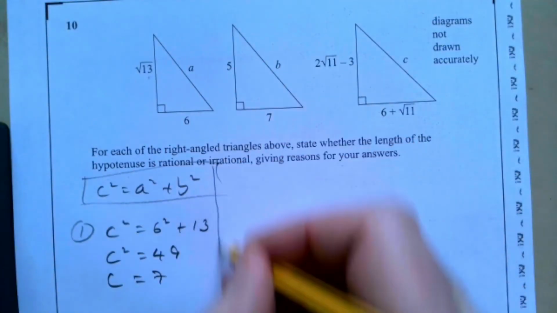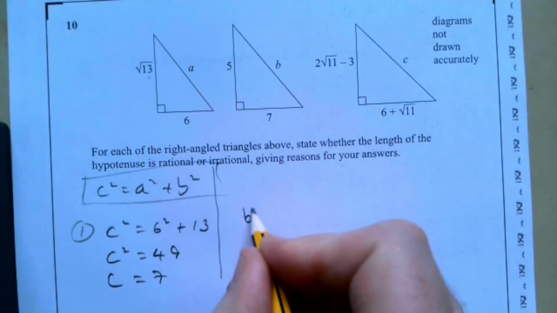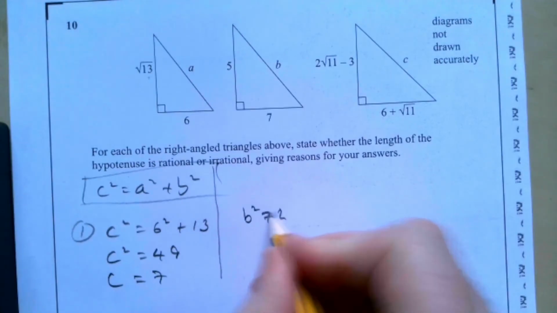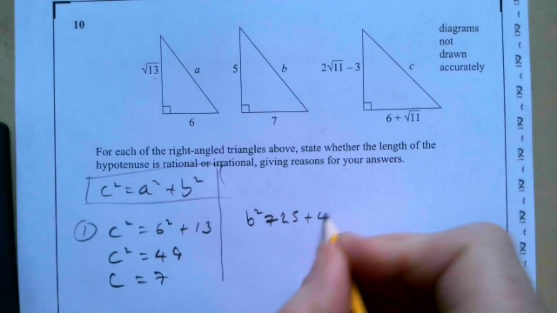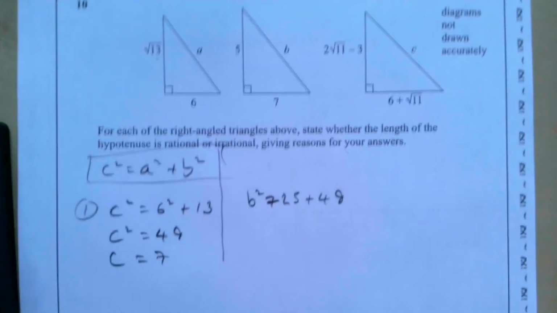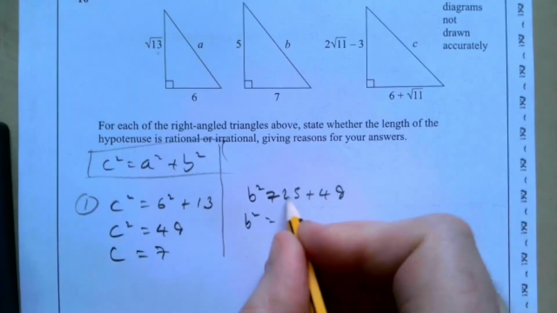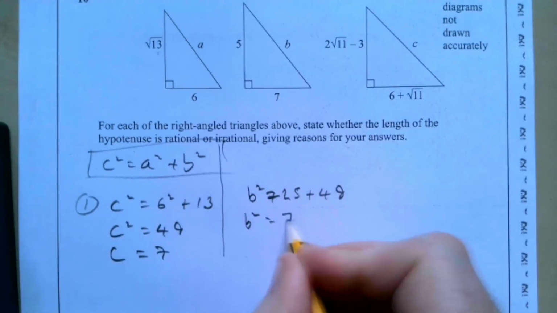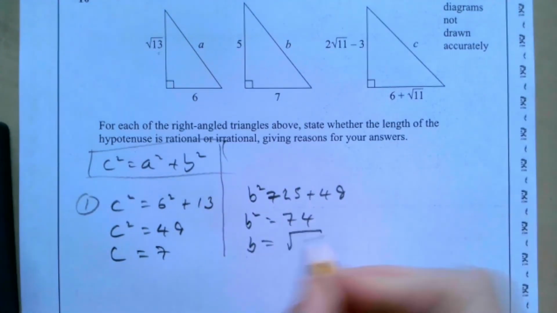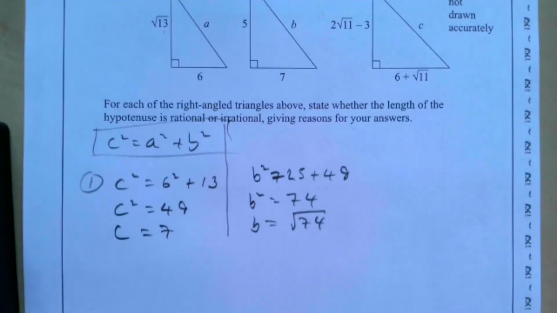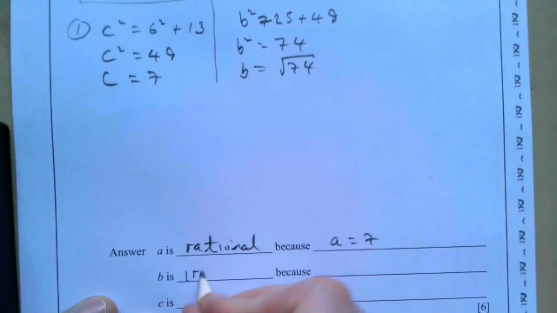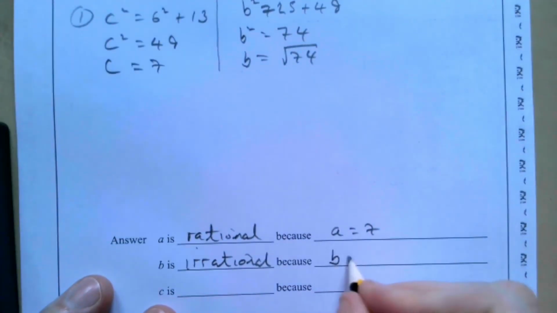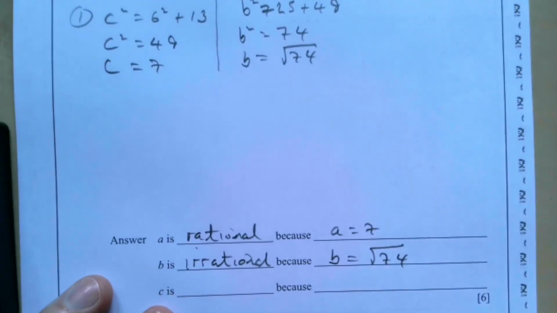For our second one, let's change it to b squared equals 25 plus 49. Are we okay with that? So b squared is 25 plus 49 gives me 74. So b is then the square root of 74. That's not a whole number. It's not a nice decimal. It's an irrational number. So that's irrational, and that's because b is root 74.